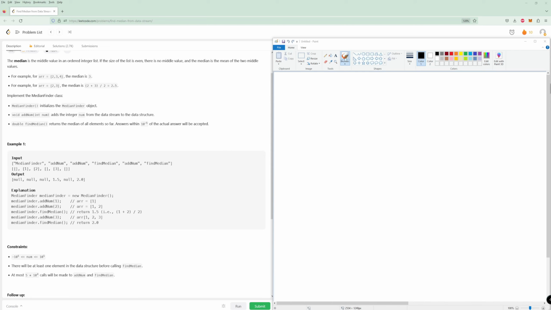Okay, so let's think of some ways we can do this. First of all, there's a really straightforward way where you just have an array, and as you're adding numbers, you figure out where to add each one into the sorted array. We can do that one of two ways. We can just append and sort every time, or we can loop through the array and figure out the index of where to put it.